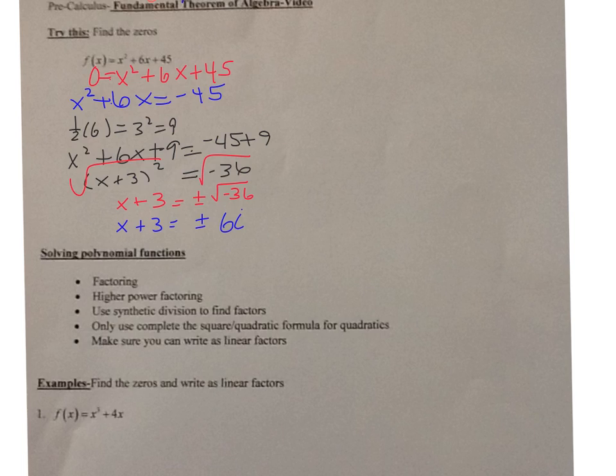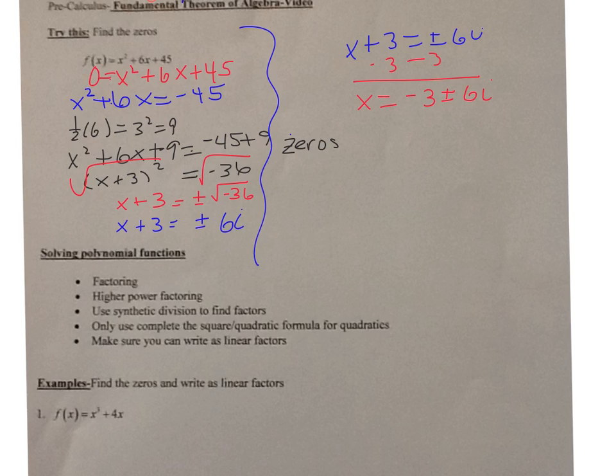So I'm just going to rewrite this over here. So x plus 3 is equal to plus minus 6i. I'm going to minus 3. x is equal to negative 3 plus minus 6i. All right, so these are my roots. My roots, or my zeros, are x equals negative 3 plus 6i, and x equals negative 3 minus 6i.